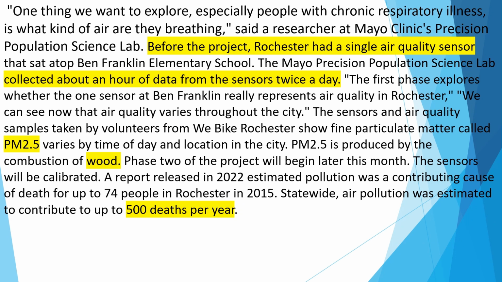We can see now that air quality varies throughout the city. The sensors and air quality samples taken by volunteers from We Bike Rochester show fine particulate matter, called PM 2.5, varies by time of day and location in the city. PM 2.5 is produced by the combustion of wood. Phase 2 of the project will begin later this month. The sensors will be calibrated.